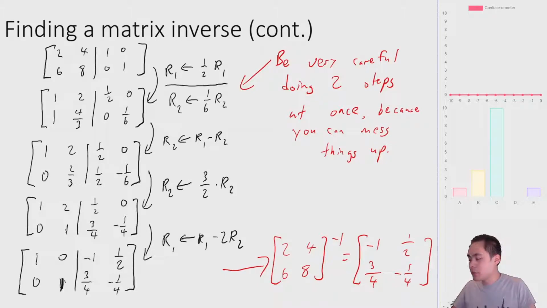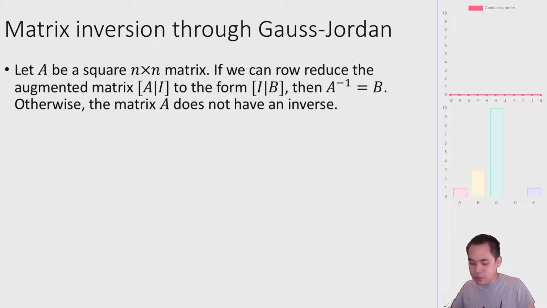And so let's go ahead and formalize that. It turns out that this doesn't just work for a 2x2 matrix, it works for any n by n matrix, so any square matrix. If you can row reduce the augmented matrix where you put A on one side and the identity matrix on the other side, to the form where you have the identity matrix on the left instead of the right, then A inverse is equal to B. And if you can't do that, then the matrix doesn't have an inverse.